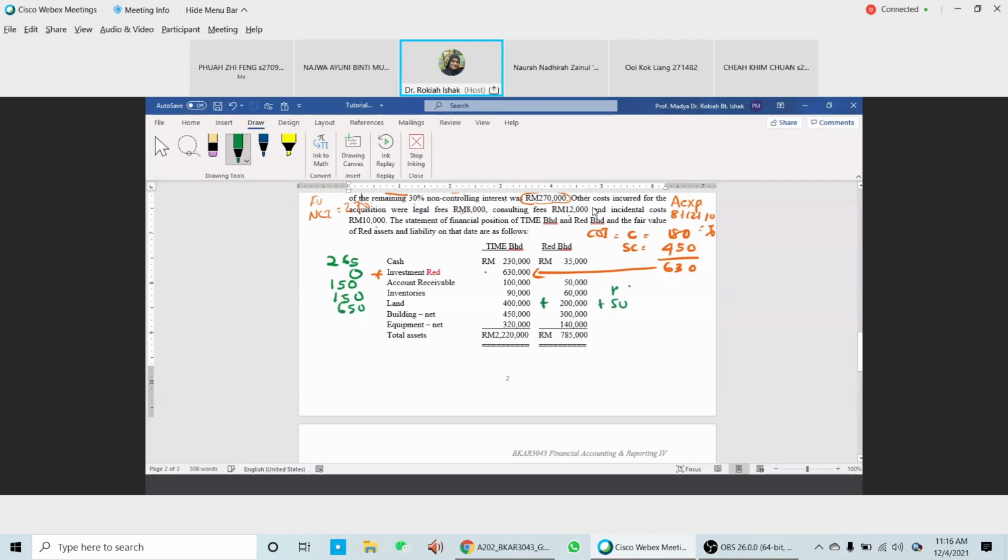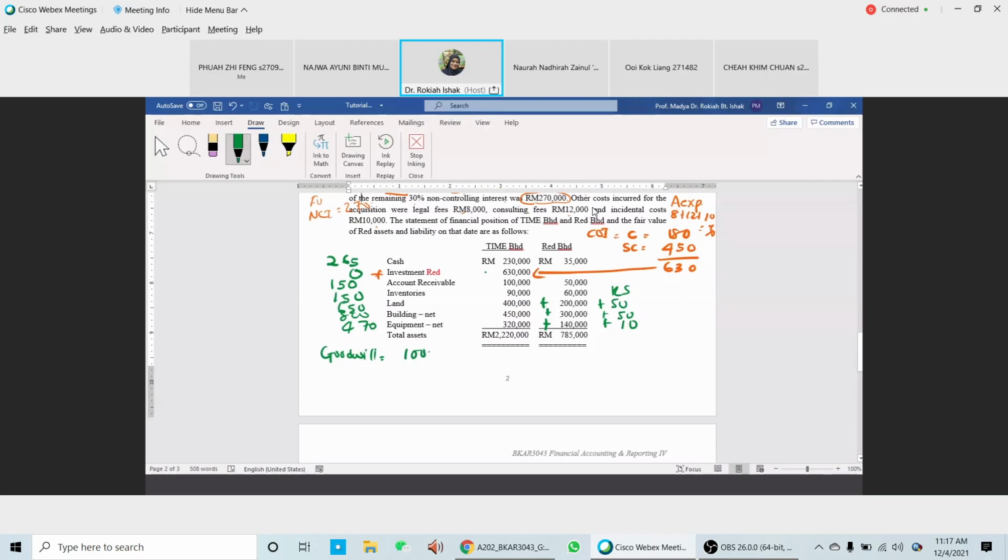For the revaluation surplus. Okay, for buildings, building 800. You add this one together and then plus another 50, yeah? Okay, and then for equipment, 470. This one plus together and then add another 10. Okay. Goodwill. So you have one more item here, it's goodwill. Goodwill you're going to have here 100.